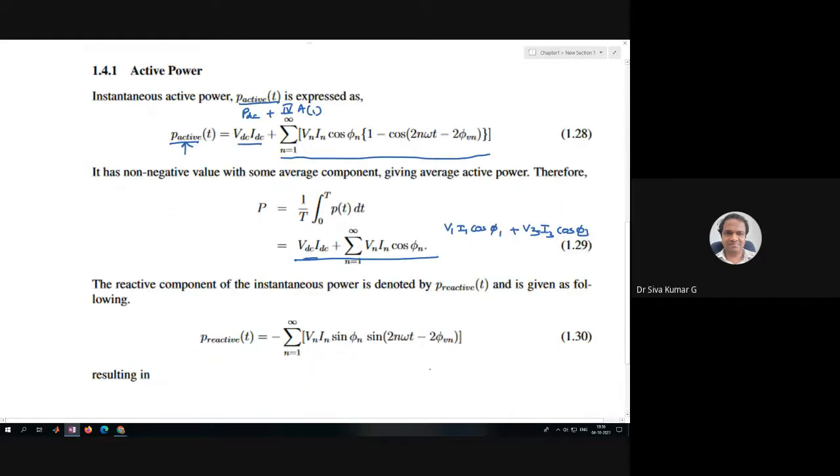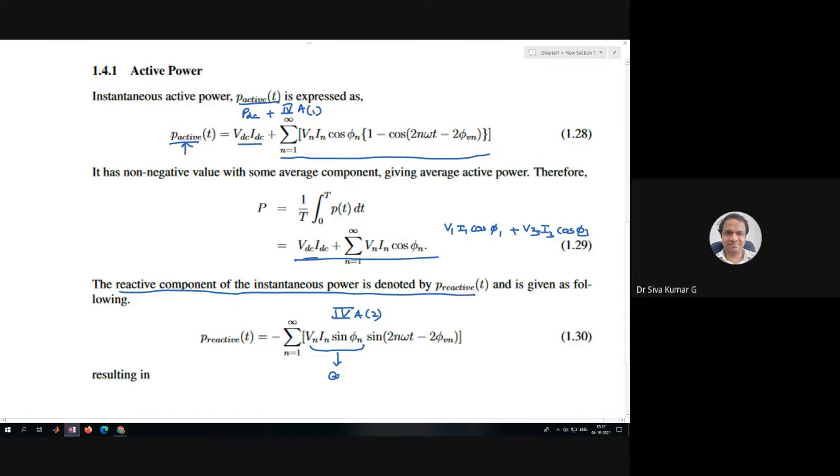And then the reactive power is this P reactive of t. That is the fourth equation A, the second part: minus the summation of n equal to 1 of Vn In sin phi n sin(2nωt − phi n). This is the term which is the reactive component of the instantaneous power, P reactive of t. The peak value of this term is the reactive power.